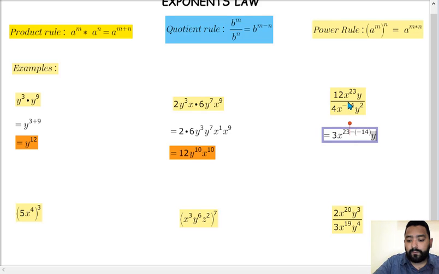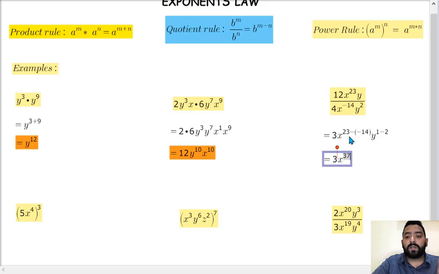Then we have y to the 1 minus 2. Why minus 2? Because here we have y to the second. Remember, we subtract 1 minus 2 and 23 minus negative 14. You cannot combine x and y because the bases are different. Then you will have 3 x to the, if you subtract 23 minus negative 14, you are going to get 37, because these two negatives we convert into a positive, since negative times negative gives us positive. Then you add them, 23 plus 14, which is 37.